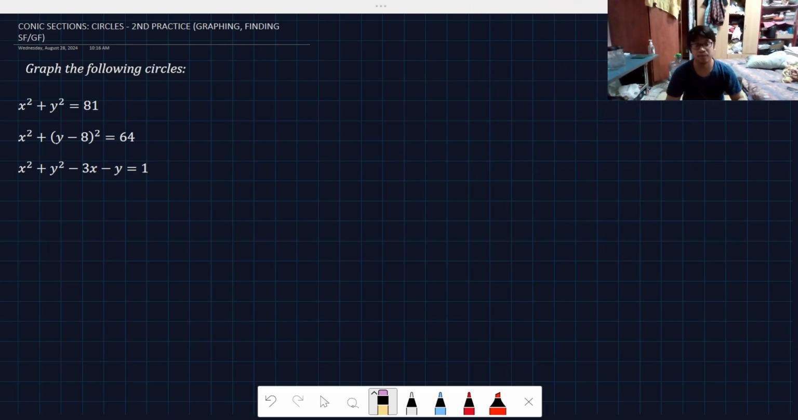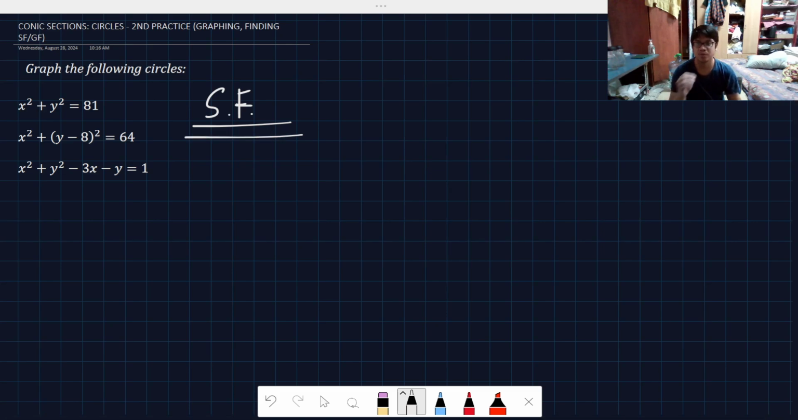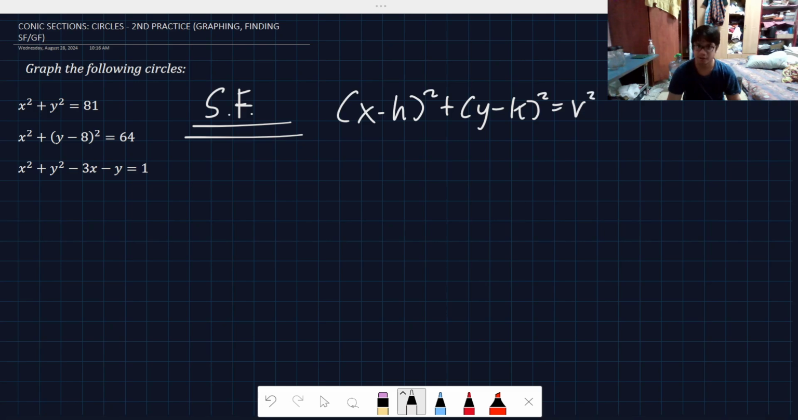Let's start first with the first problem. Let's graph the following circles. First and foremost, if you're going to graph a circle, there are two things you need to consider. One, it should be in standard form. Remember, always in standard form, because when your circle is in standard form, you can immediately find your center and your radius. Remember that the standard form is the square of x minus h plus the square of y minus k is equal to r squared.